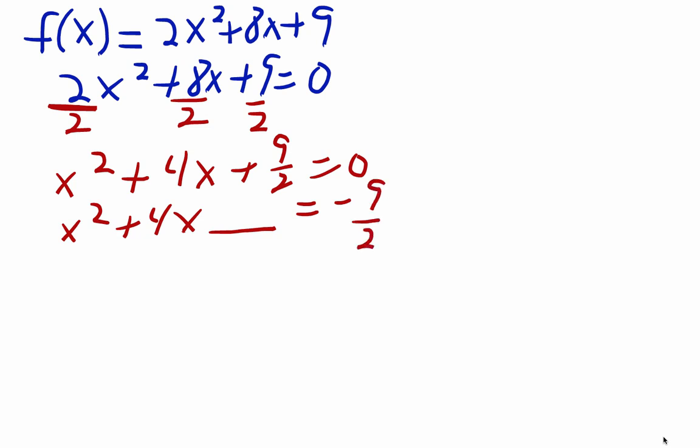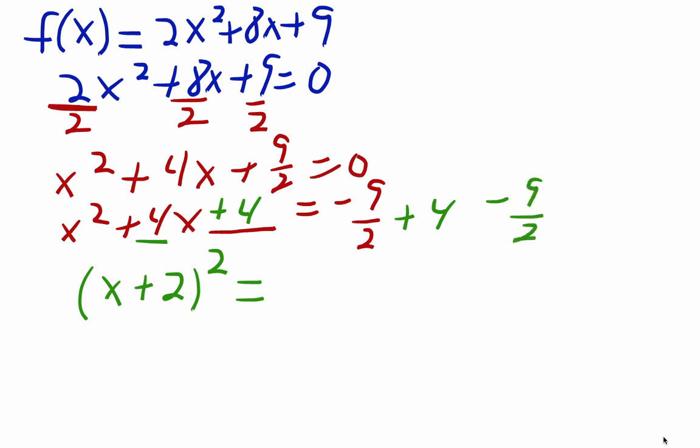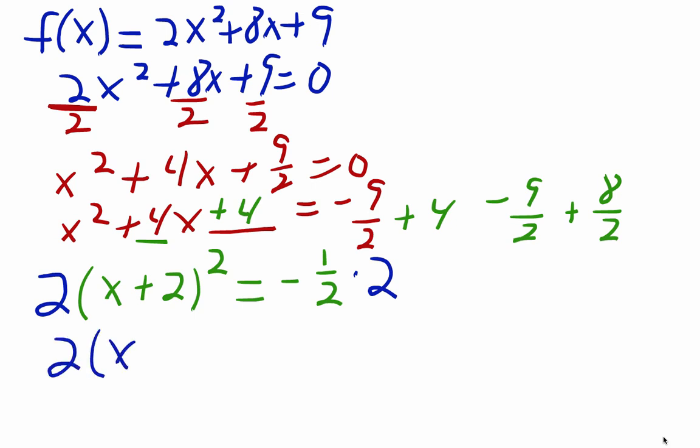Take half of your b value, so 4 divided by 2 is 2. 2 squared then is 4, so plus 4 plus 4. So this is going to be x plus 2 squared equals, find a common denominator, which would be 2, so I'd have negative 9 halves plus 8 halves, which is negative 1 half there. Since we factored out a 2, we've got to bring that 2 back, so we're going to multiply this by 2, and whatever you do to one side, you have to do to the other. So I have 2 times x plus 2 squared, and negative 1 half times 2 is negative 1. You have to bring that negative 1 back over to the other side, so everything's on one side.